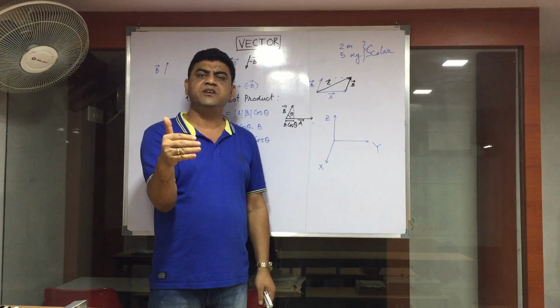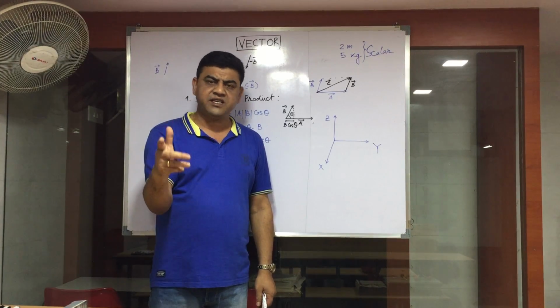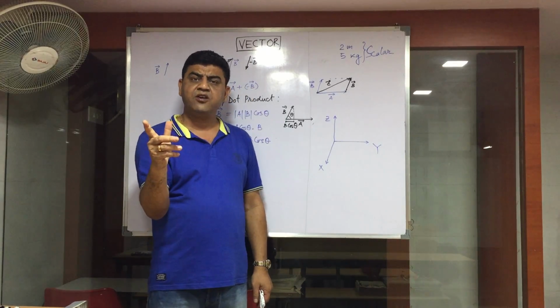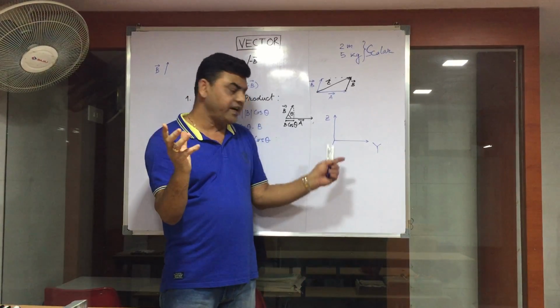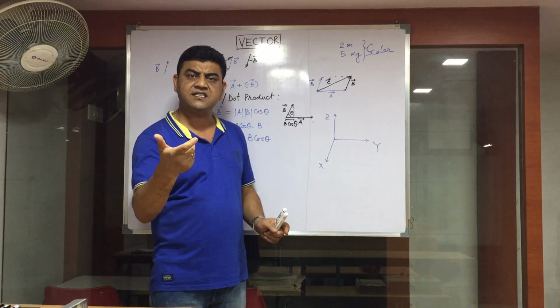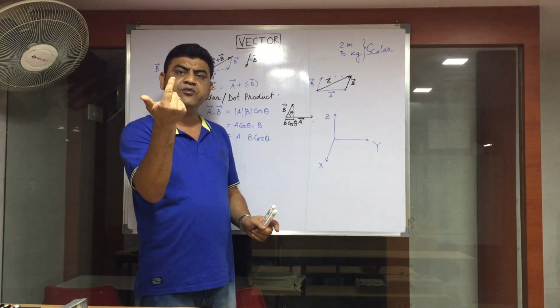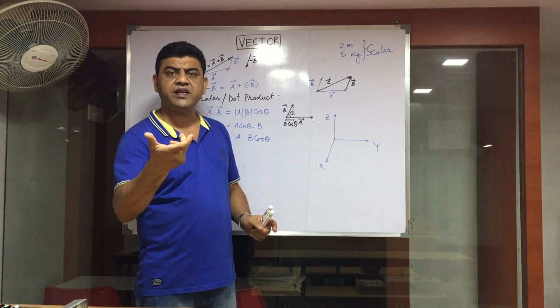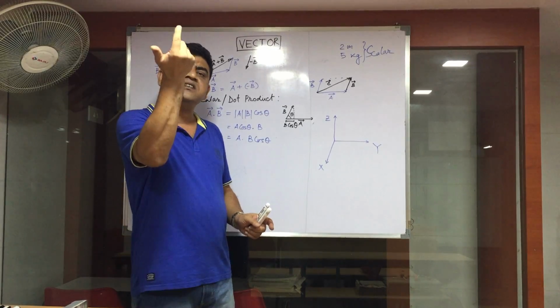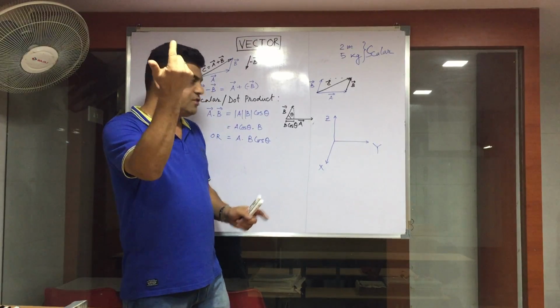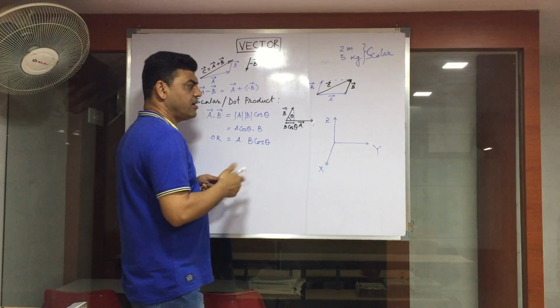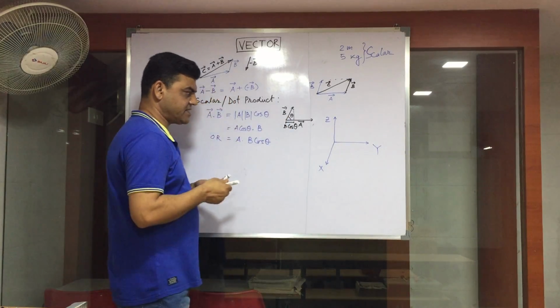This can also be explained by using the right-hand corkscrew system. If we want to rotate the x-axis towards the y-axis, how will the screw move? If this is how I rotate a screw, it will be progressing upward. So this is what is called a right-handed system.